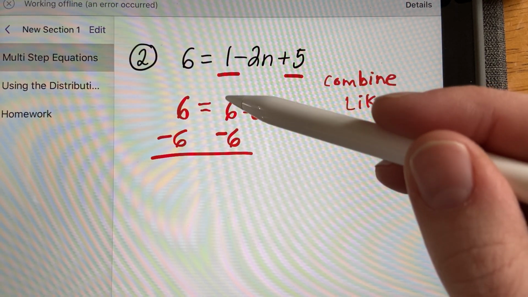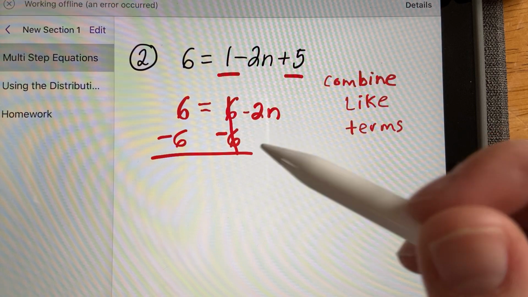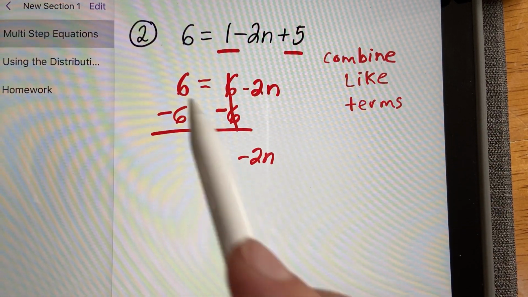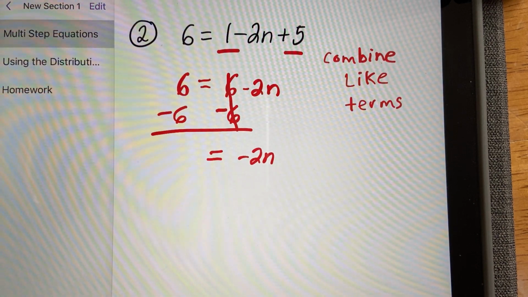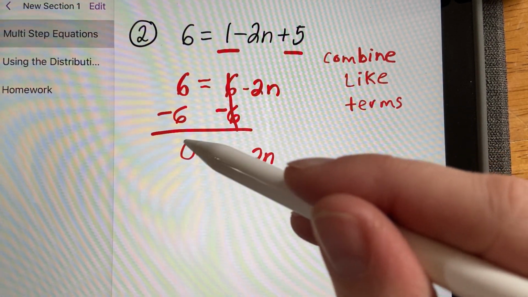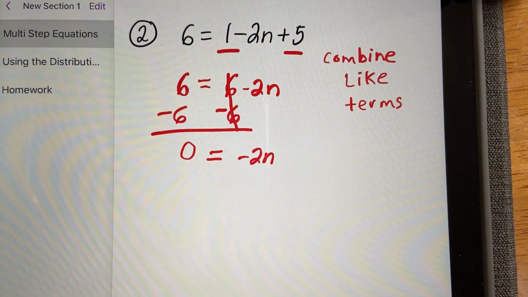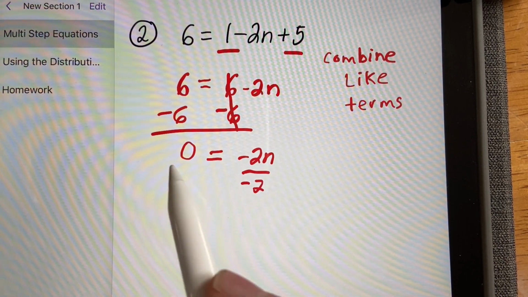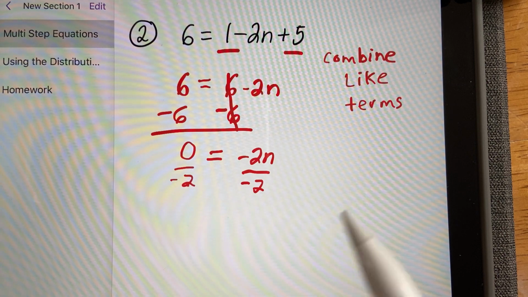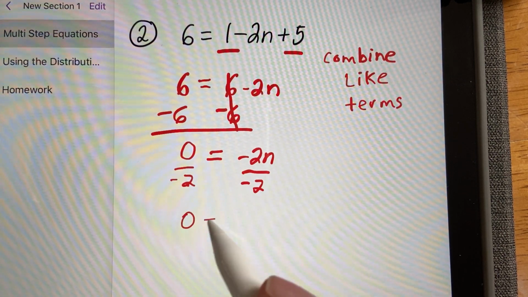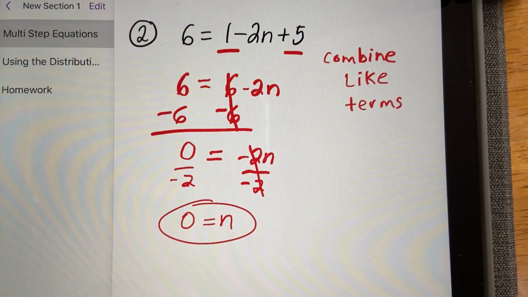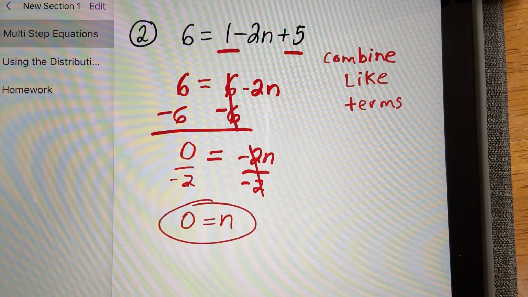Okay, so 6 minus 6 is 0, so that cancels, carry down this negative 2n, and that's going to equal 6 minus 6 on the other side as well. So that's 0. I actually need to write down the 0 on this side. So then when I divide both sides by negative 2, I can see 0 divided by negative 2 is just 0. So 0 equals n. Sometimes that happens. Sometimes the answer is 0.